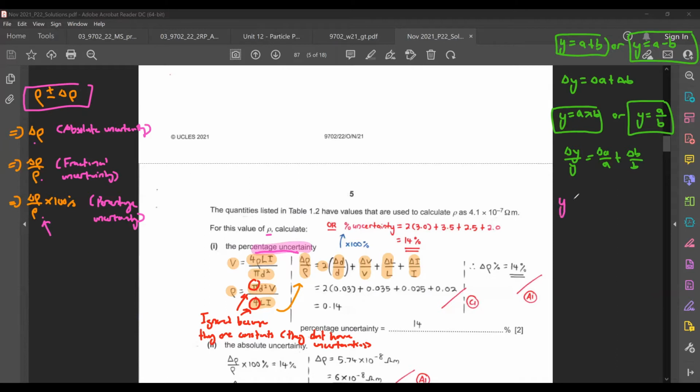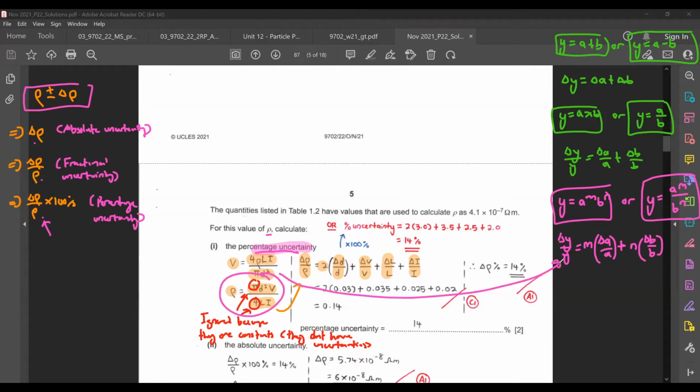Sometimes when we say that y is a power m times b power n, or y is a power m divided by b power n. In these cases, fractional uncertainty of y is m times fractional uncertainty of a plus n times fractional uncertainty of b. Okay, so what you have here is very similar to this. That's why we do it like this. If you notice there's any power, you tend to bring them down.